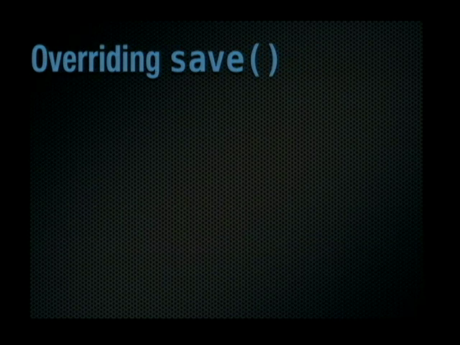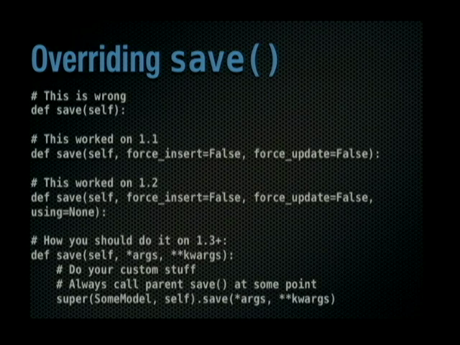Overriding save, this is something that happens fairly commonly. There's even examples of this in the Django documentation. But just a note on how to do this correctly. Doing just the argument self is wrong. Used to be there were attributes force_insert and force_update, which did pretty much what they sound like, which used to work on 1.1. In 1.2 we added the using argument for multi-database.